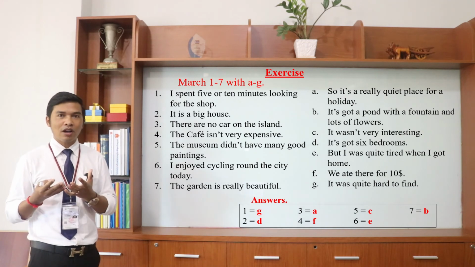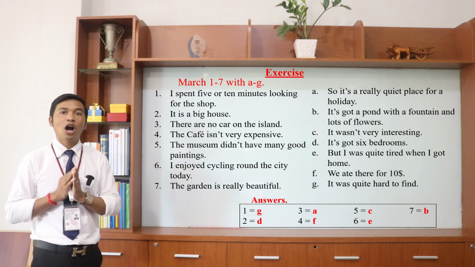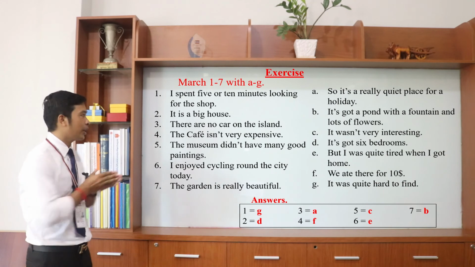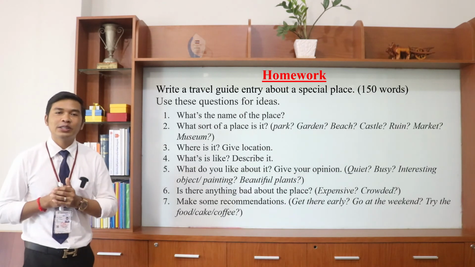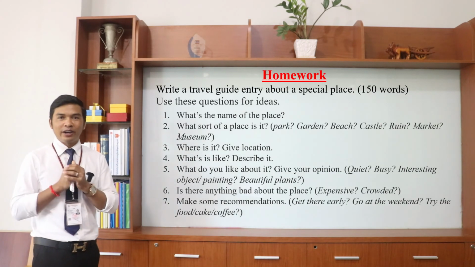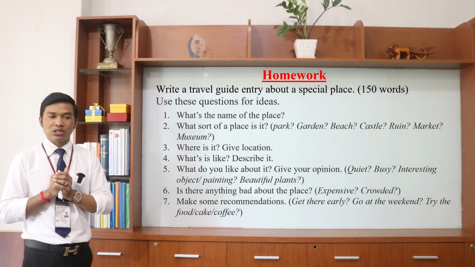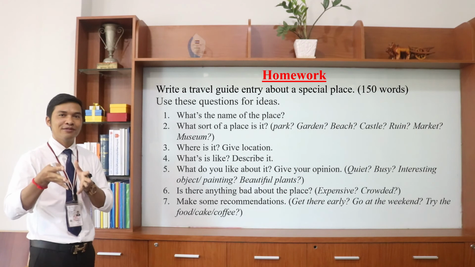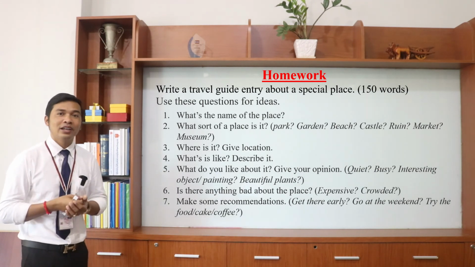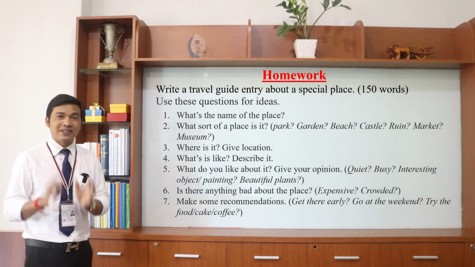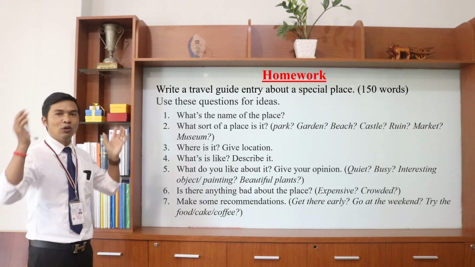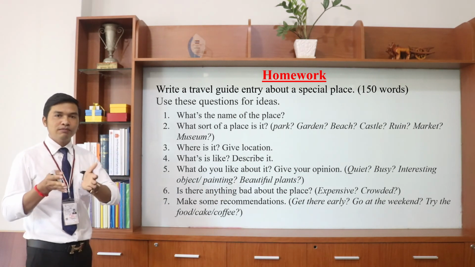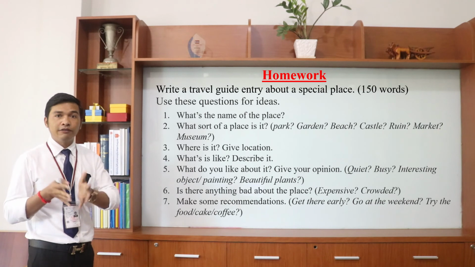And last thing of this video, I want you to do homework. So look at the homework here. This homework requires you to write 150 words. You have to write to describe a place like our model text. You can describe a place in Cambodia or around the world. It's up to you. But you can follow the 7 questions I give you here.